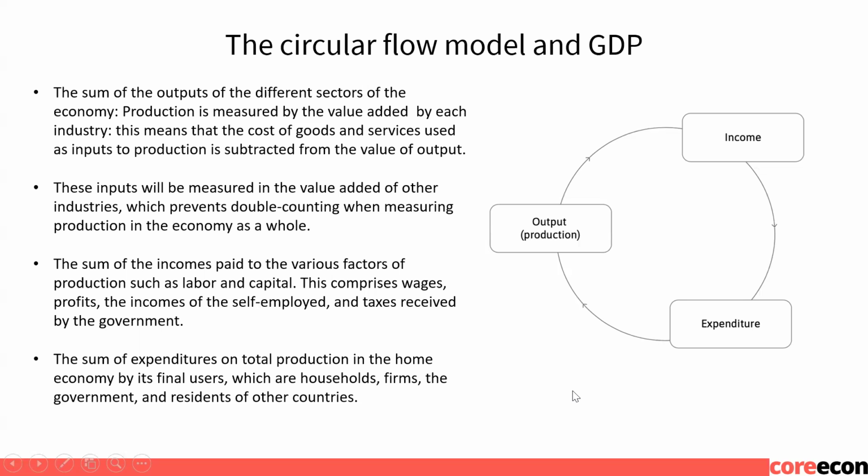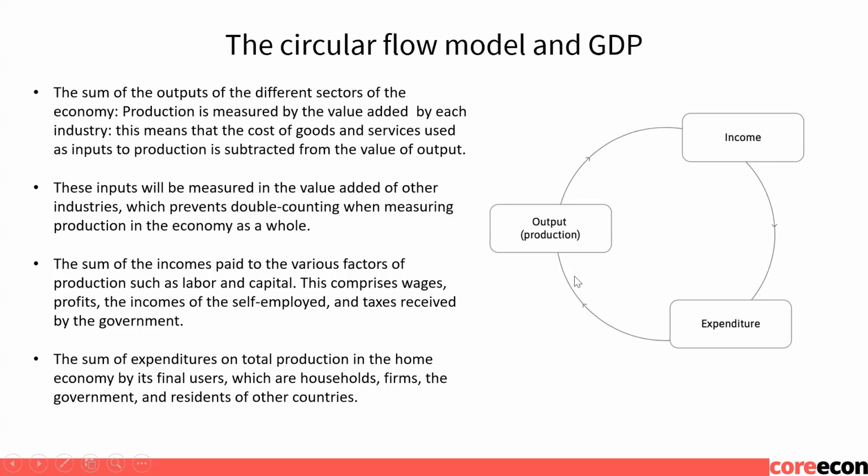The sum of outputs of the different sectors of the economy, this is production, is measured by the value added. This value added idea indicates that inputs are turning into outputs. In that process, the value of the goods increases, and we look at individual establishments and how much value they add in the process. These inputs will be measured in the value added of other industries as well, which prevents double counting when measuring production in the economy as a whole. And the sum of incomes paid to the various factors of production, such as labor and capital, is going to be reflected here.